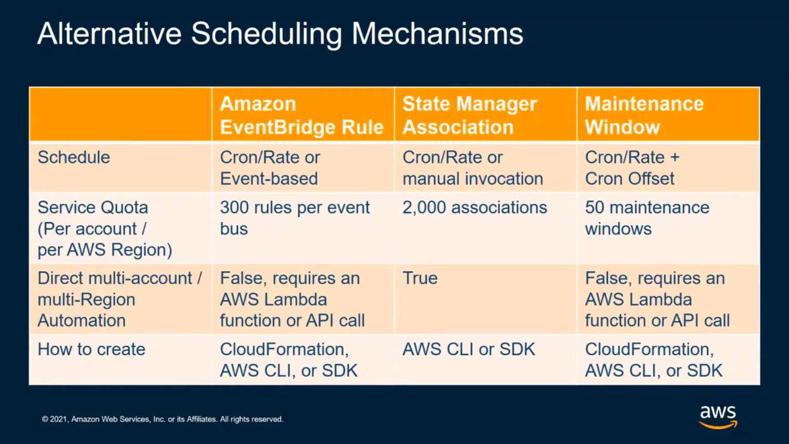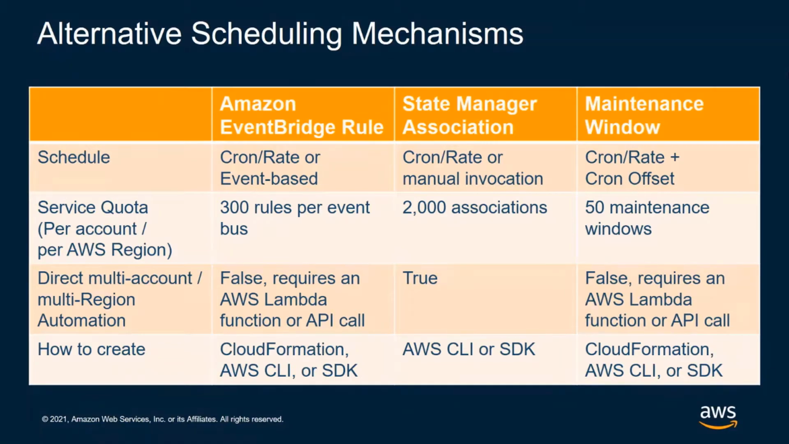And then as we saw within the sample reference architecture, the EventBridge rules do require that intermediary step in order to call the multi-account and multi-region automation operation, which in this case, we reviewed an AWS Lambda function to perform that step. And then to create an EventBridge rule, you can either use a CloudFormation template, or you can create the rule using our AWS CLIs, such as leveraging the AWS CLI or SDK.